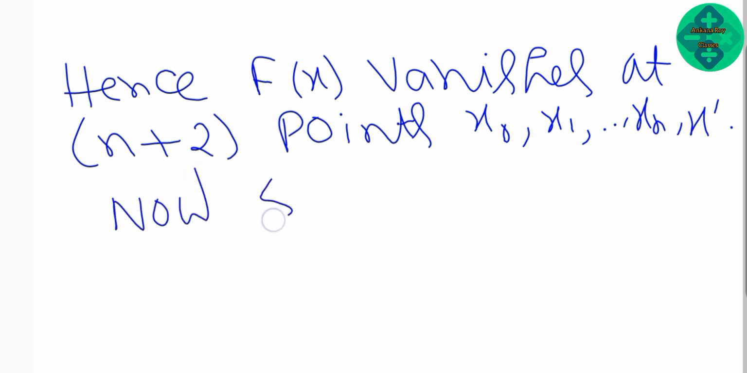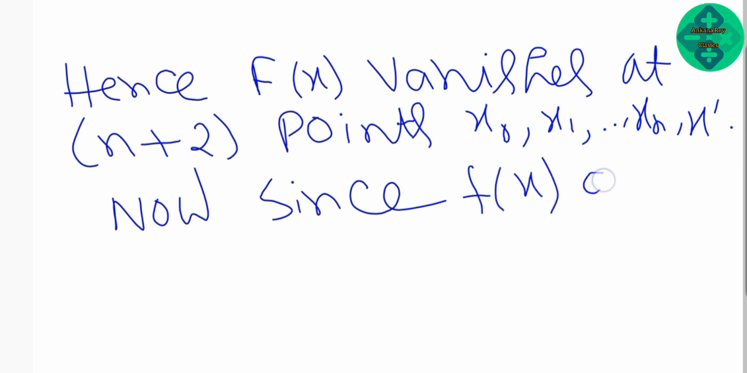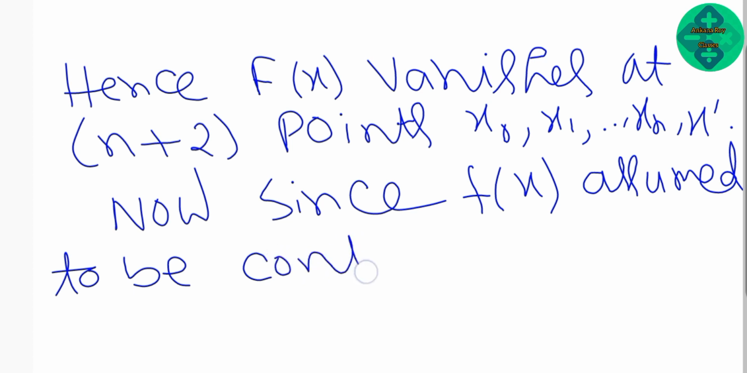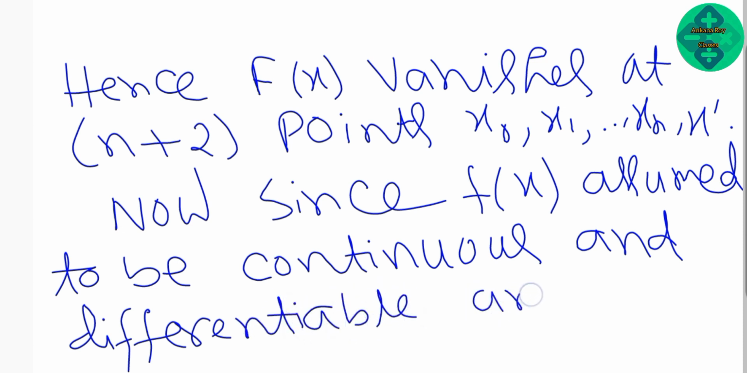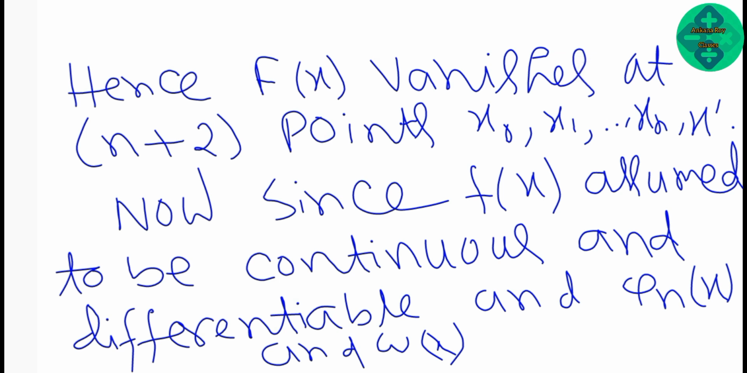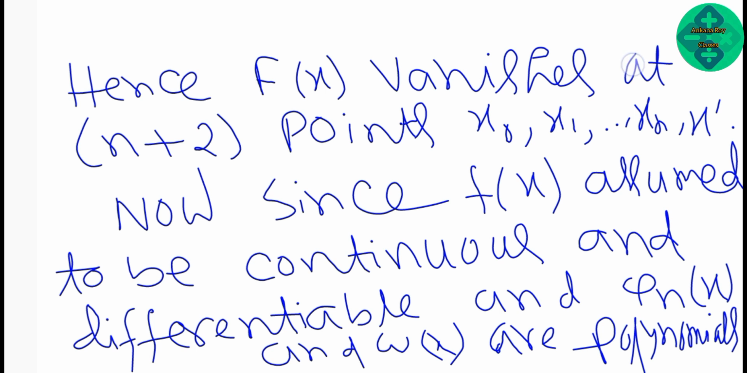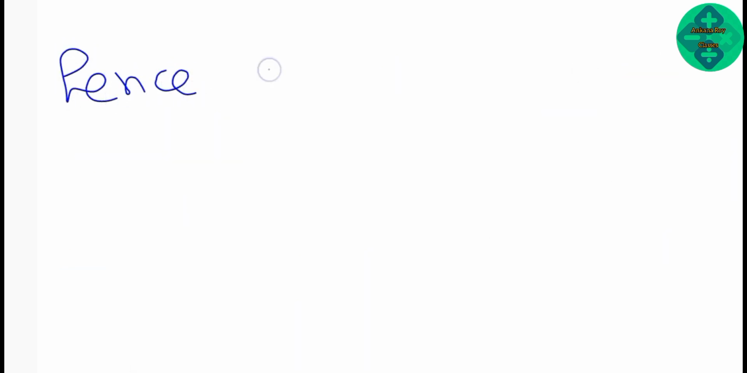Now, since small f(x) is assumed to be continuous and differentiable, and phi_n(x) and omega(x) are polynomials, they must be continuous and differentiable.